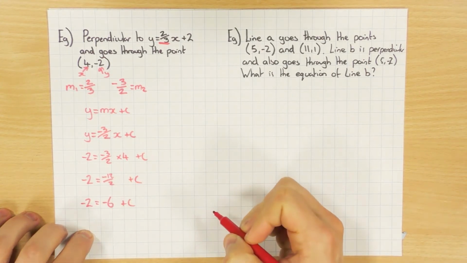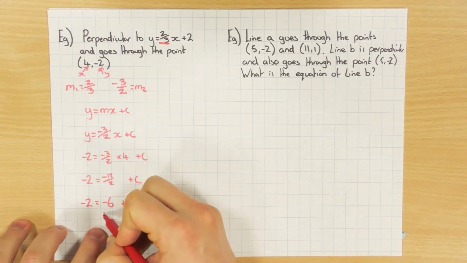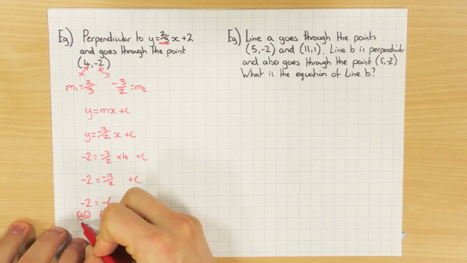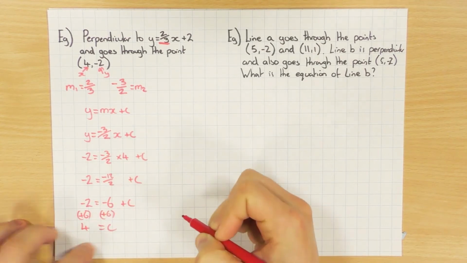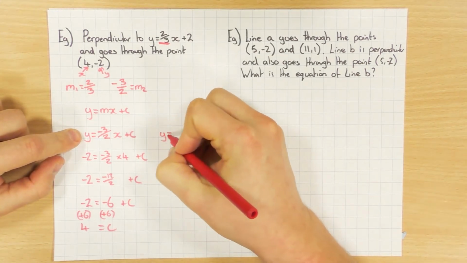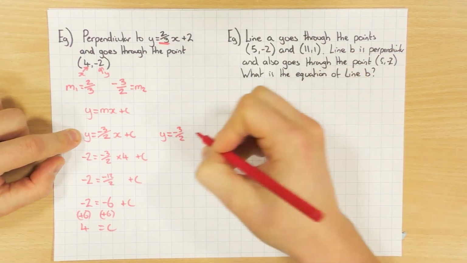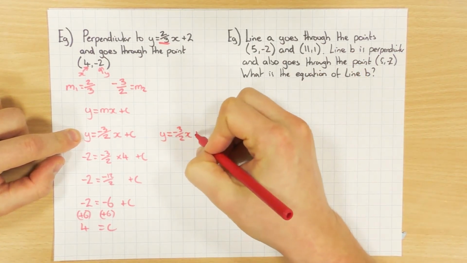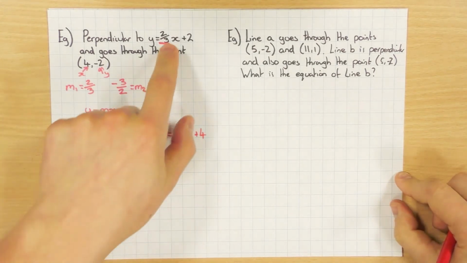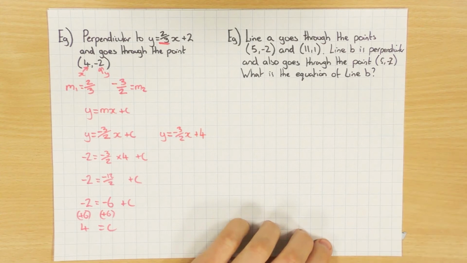And again, rearrange to get c on its own. So if that's minus 6, using the balance method, if I add 6 to both sides, I'm left with 4 equals c. So once you've worked out c, don't forget to go back up here and put it all together. So y equals minus 3 over 2, or minus 1.5, whatever you fancy, x, and then plus 4. Okay, and again, there you go. There's the equation of the line that's perpendicular to that one and goes through that point there.